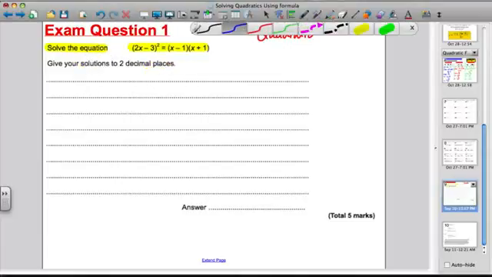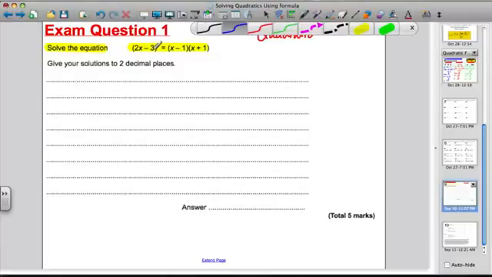Firstly, it doesn't look like a quadratic equals 0. I can only use the quadratic formula when it equals 0. I've got 2x minus 3 squared equals x minus 1 times x plus 1. My only option really is to expand both sides of the equation. So let's have a go.